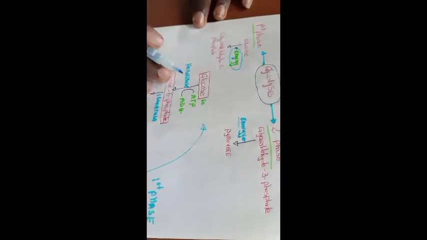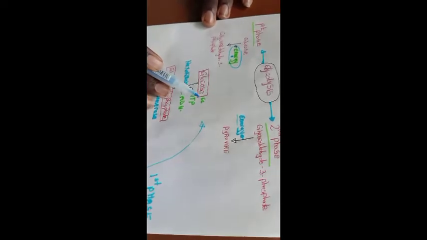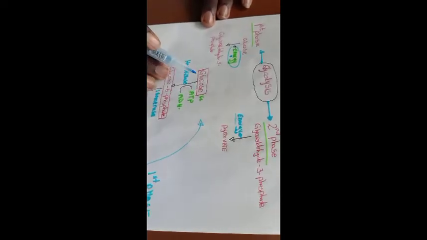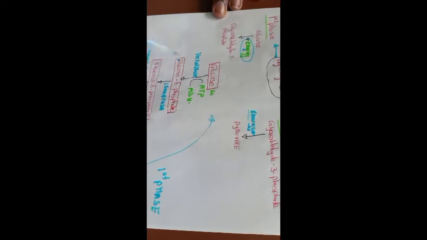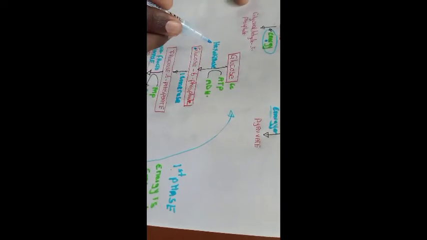So the first step is glucose, which is a 6-carbon sugar. It is going to be converted to glucose 6-phosphate by an enzyme called hexokinase, and in this process ATP will be turned to ADP, and this glucose 6-phosphate is converted to fructose 6-phosphate by an enzyme called isomerase.